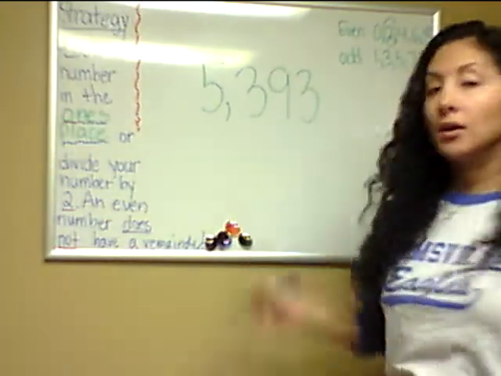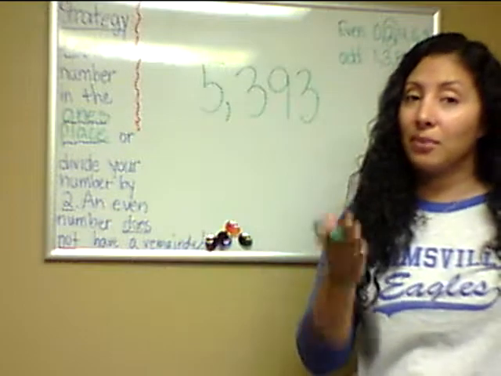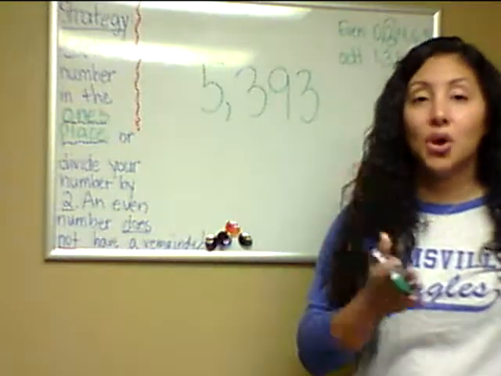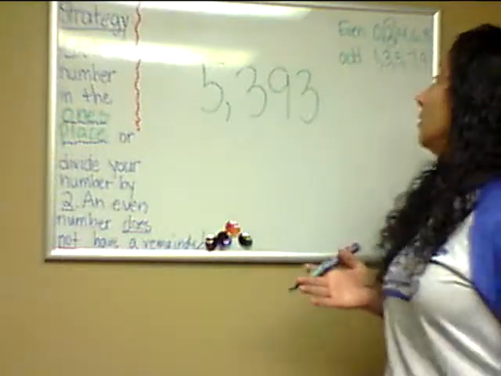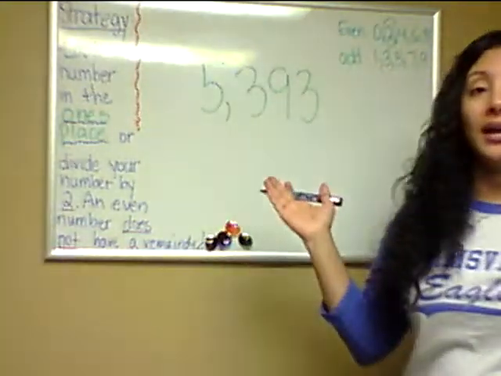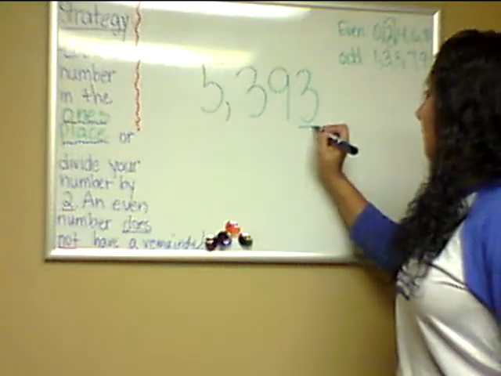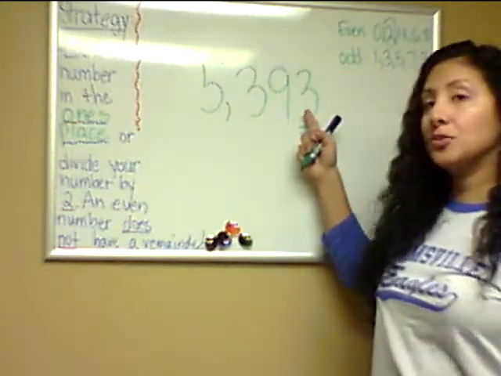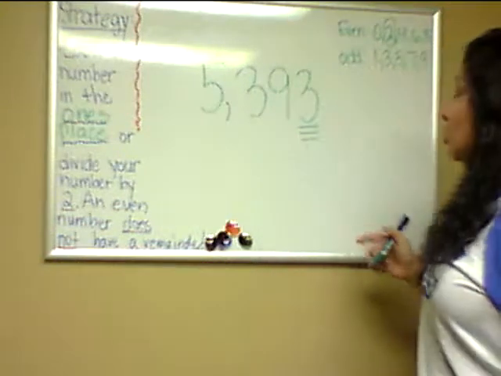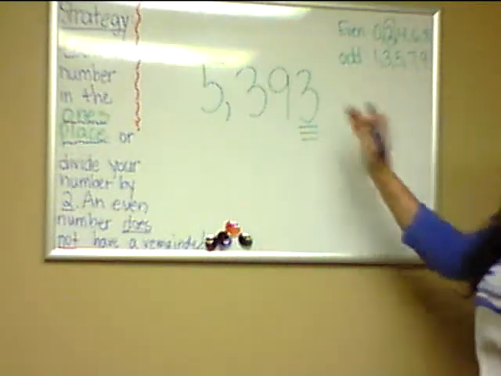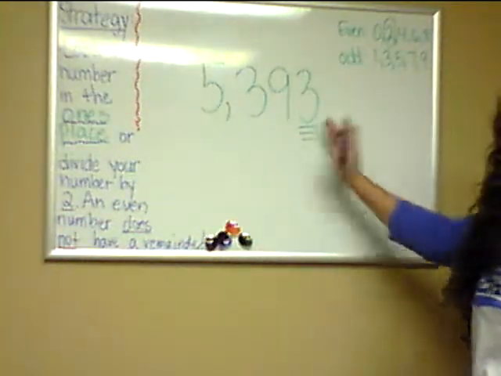5,393. Same strategy. Remember, if you know your strategy, that's all you have to stick to. What digit are we going to underline and look at? Only the digit in the ones place. In the ones place, we see we have a 3. So we need to focus on that 3. Is that 3 odd or even?